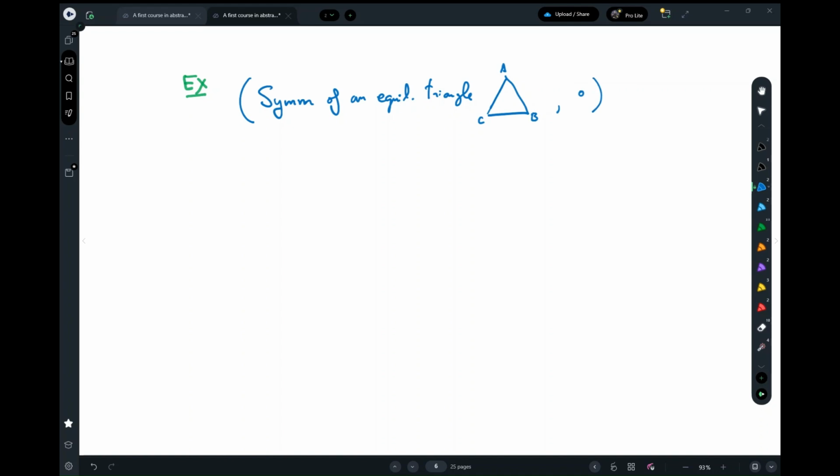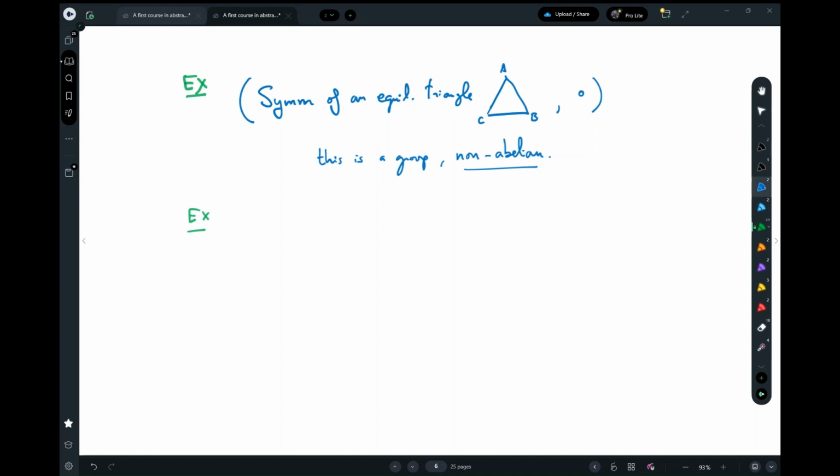Under composition, we saw that this is a group that is non-abelian. So this is a group, but it is non-abelian. And you can see we showed previously a composition of two different symmetries that do not give the same result. Those symmetries do not commute.